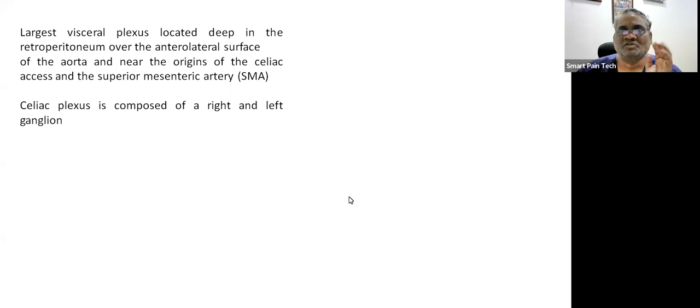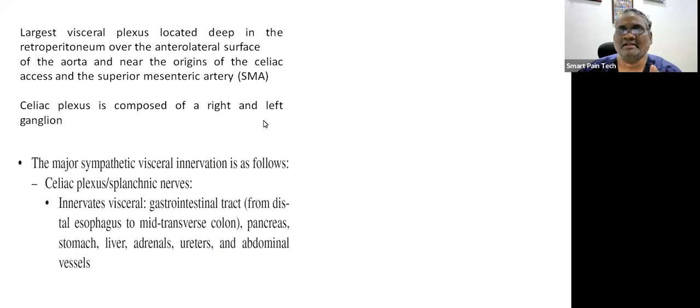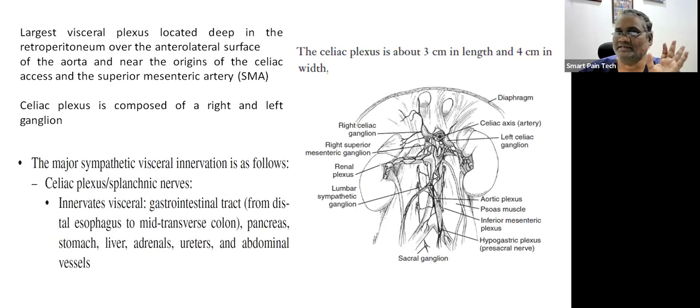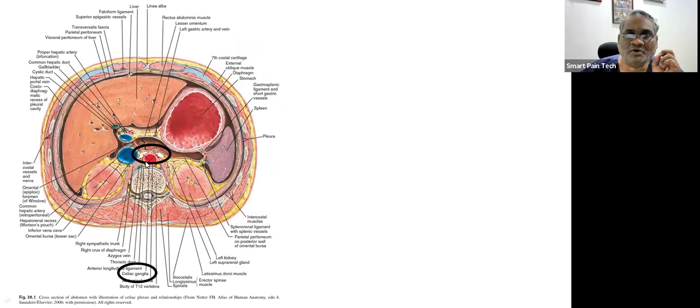It is composed of the right and the left ganglia, and the major sympathetic visceral innervation is as follows. It innervates the gastrointestinal tract, which I have already told you. It is around 3 centimeters in length and 4 centimeters in width, so roughly 3 to 5 centimeters in total. It is not a very small plexus; it is a huge plexus, or a huge ganglion. All right, so this is how it looks.